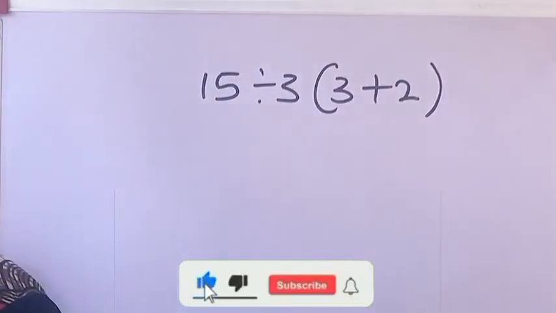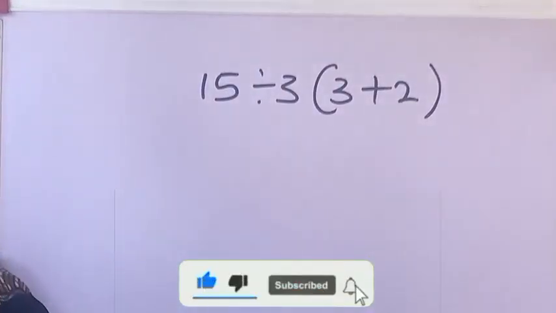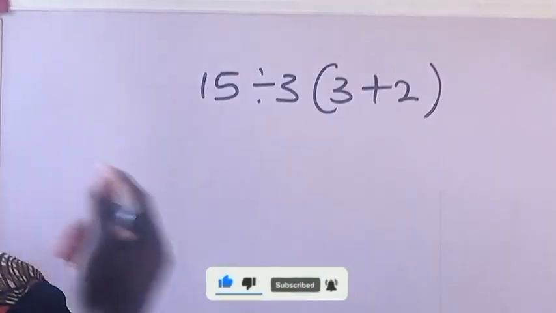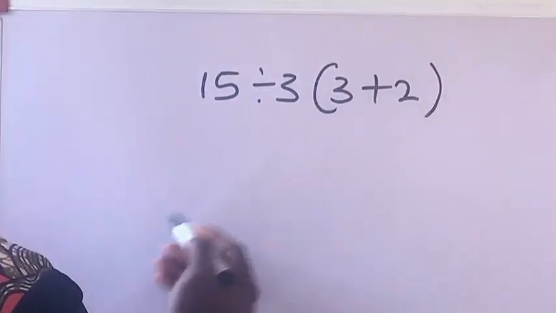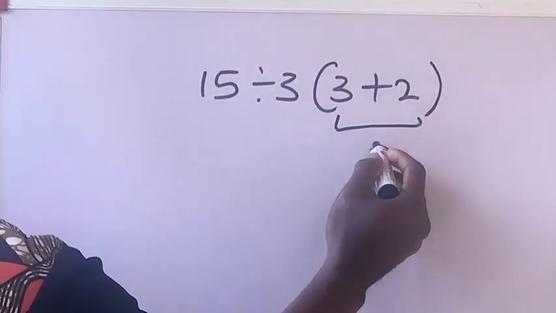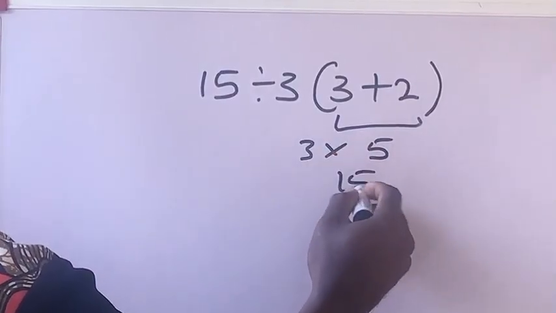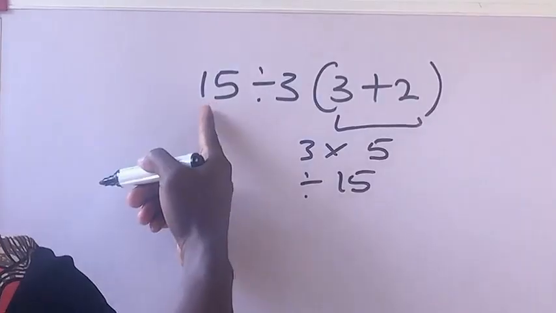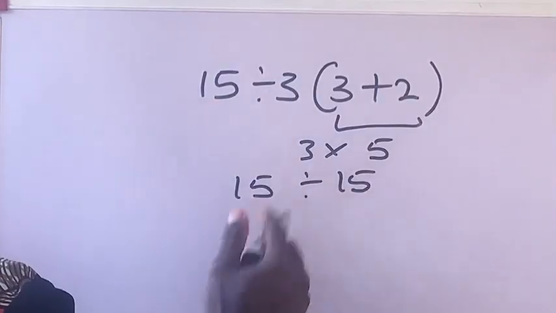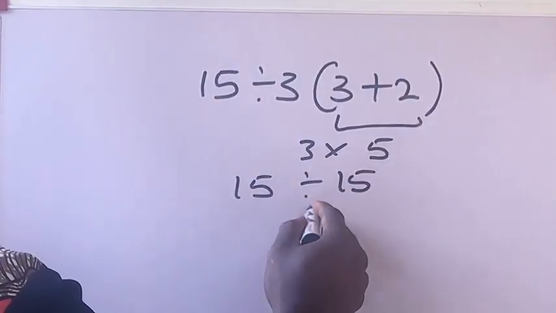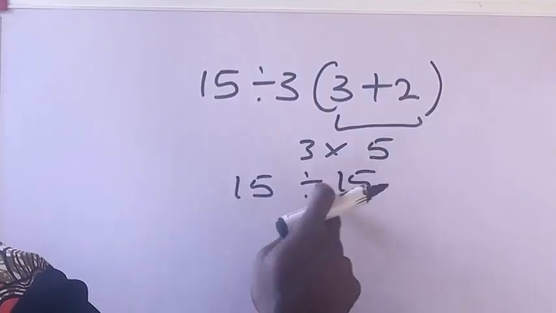15 divided by 3 in bracket 3 plus 2. Now, 3 plus 2 is what? 5 times 3 equals 15. Divide by what? This 15. 15 divided by 15 is equal to what? 1.